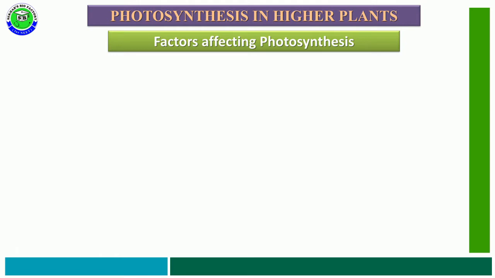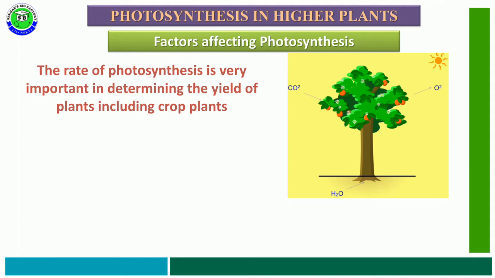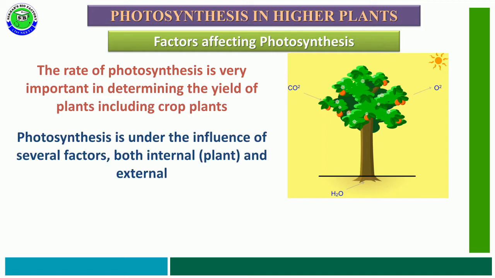In this video, I am going to explain one of the topics in photosynthesis in higher plants. It is factors affecting photosynthesis. The rate of photosynthesis is very important in the case of crop plants because the photosynthesis rate determines the yield of the plant, including crop plants.